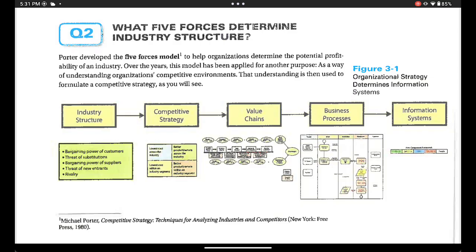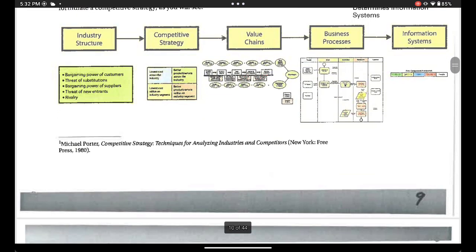Promise you, say Porter's 5 forces model 5 times in a row. Porter's 5 forces model, Porter's 5 forces model, Porter's 5 forces model, yeah, you can't say it. Anyway, the Porter's 5 forces model will help you to analyze the structure of the industry, all the companies, right?